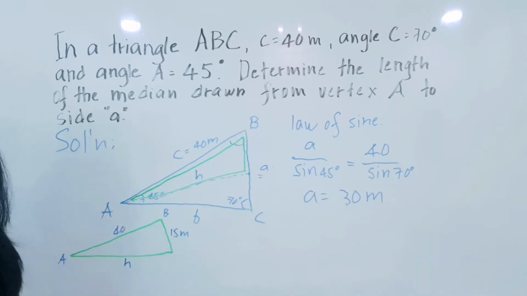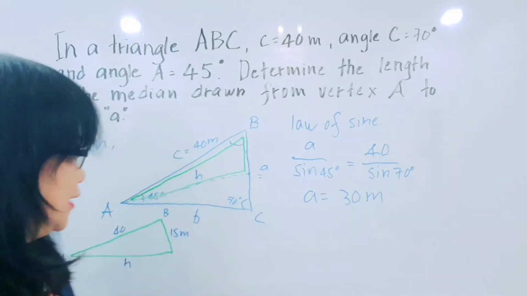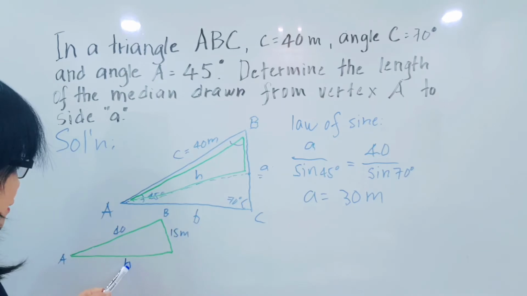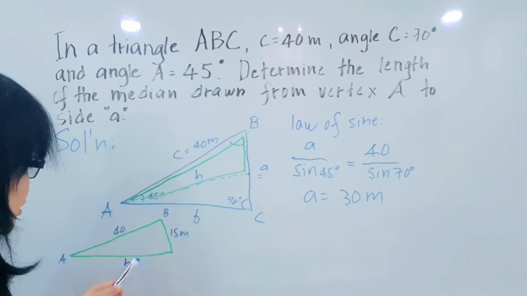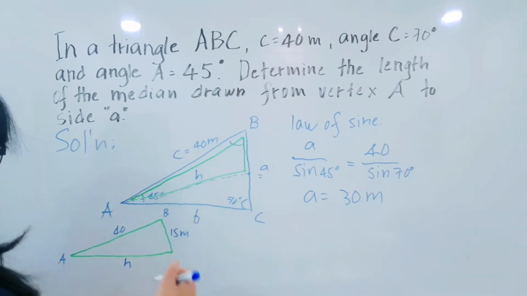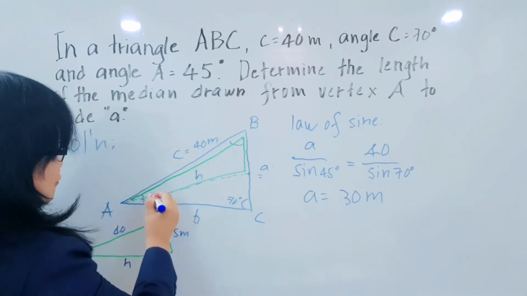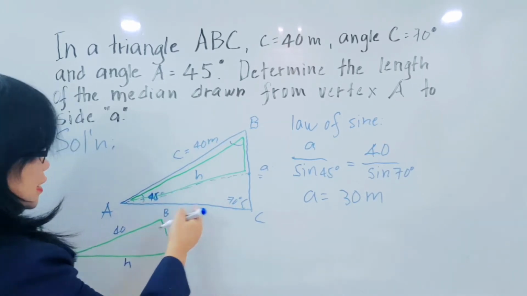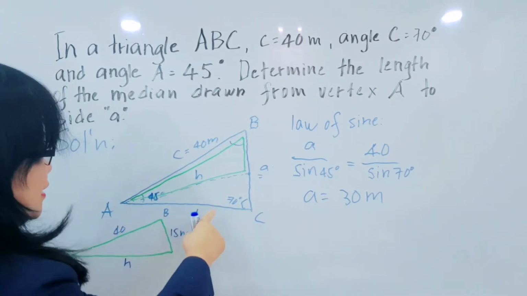Here, we can use the law of cosine. But before we can use the law of cosine, we need the angle for this one. Why? Because we're looking for the length of the median H, so we need to know the angle of this one. Now, from this triangle, we have 45 degrees and we have 70. So, it is 115 degrees.